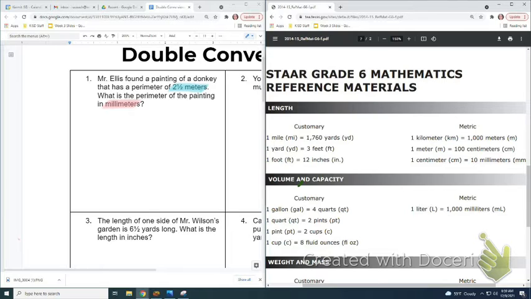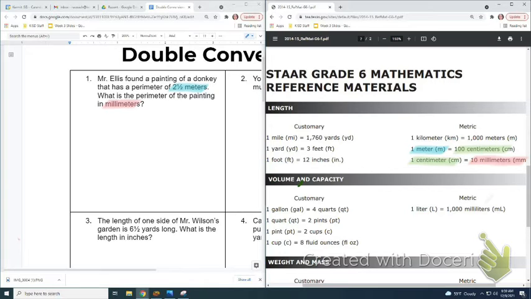So we're going from meters to millimeters. So let's go ahead and take a look at our reference chart. And meters are metric, and it's a measurement of length. So I'm going to be in that first box. So 1 meter is equal to 100 centimeters. But we don't have meters to millimeters because we need to get all the way to here, the 10 millimeter section. So what that means is we have to convert to centimeters first and then to millimeters.